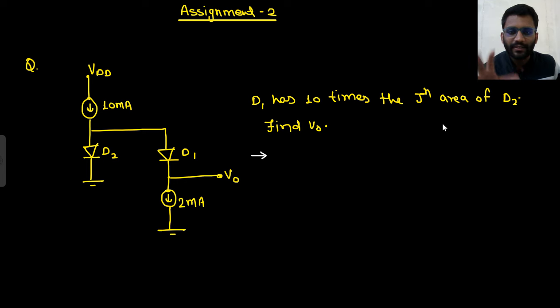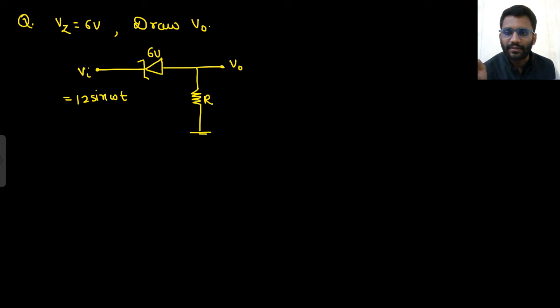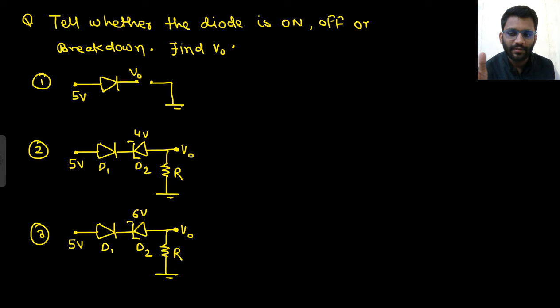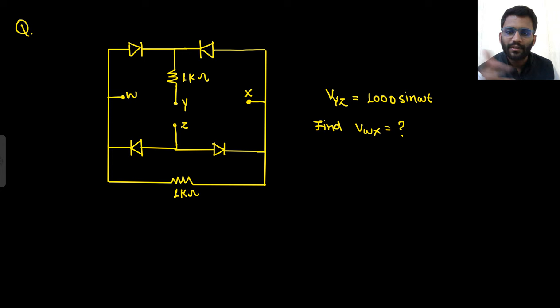This is our assignment 2. I will show you the questions. This is the first question. Here JN means junction area. This is the second one. This is the third one. Three questions are there. Fourth one, a division question. Then this is the fifth.